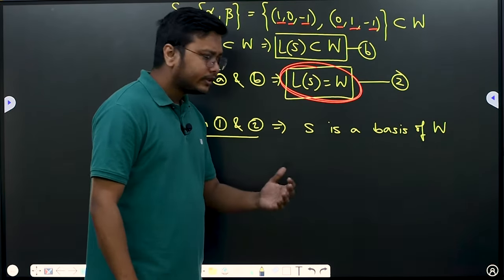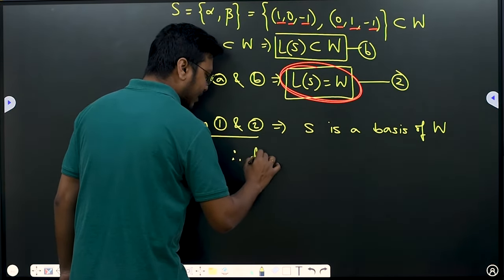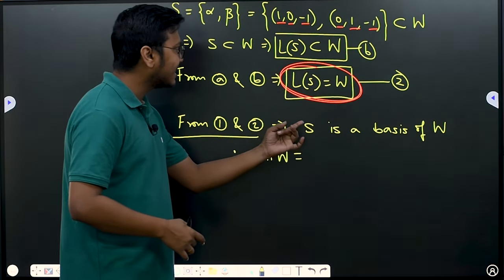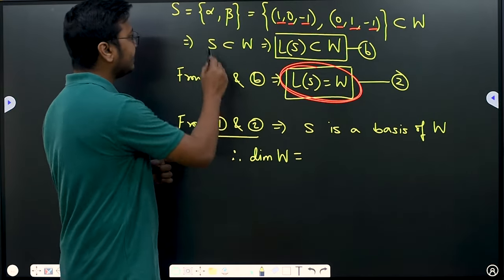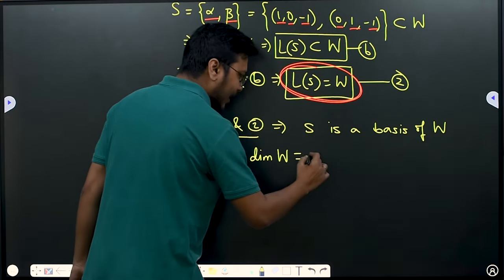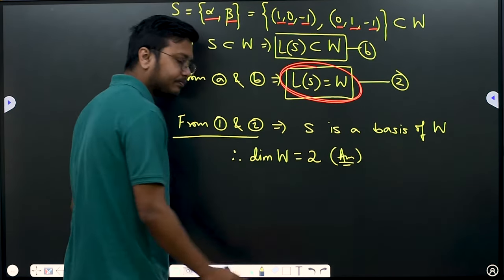And the question also said to find the dimension of W. So therefore, the dimension of W is, now how many elements does S contain? Look at the set S, it contains two elements, alpha and beta, right? So its dimension is 2. So the dimension of W is 2, and that's the answer, right?